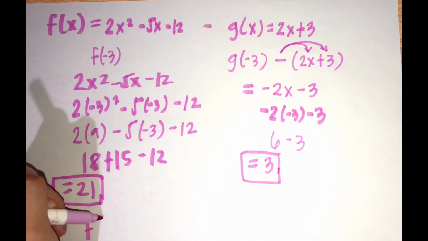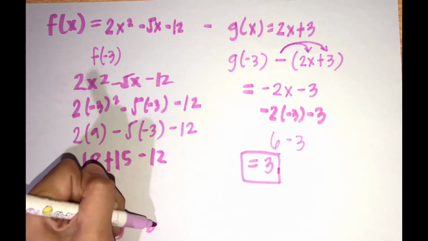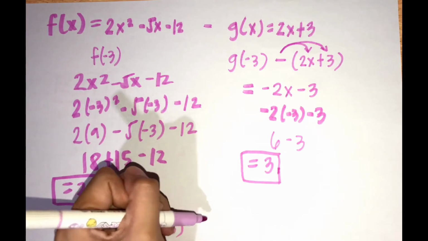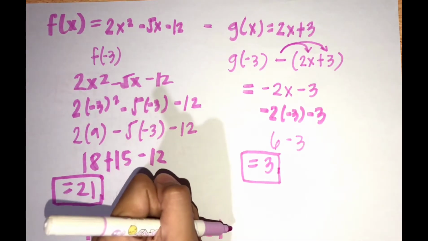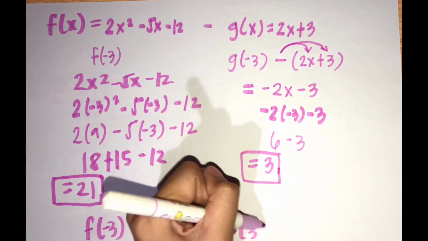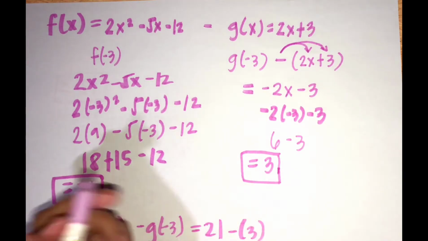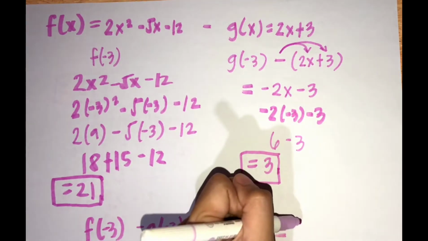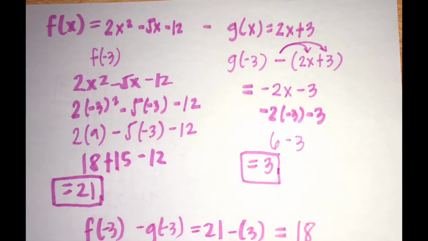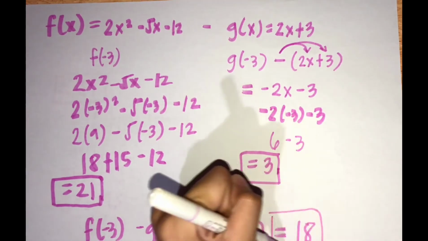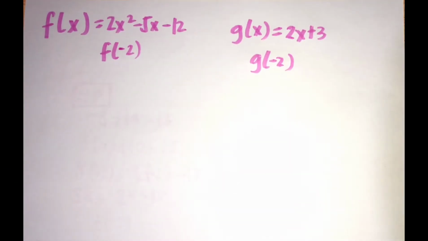F of negative 3 minus g of negative 3 is equal to 21 minus 3, which is equal to 18. So our f of negative 3 minus g of negative 3 is 18. For our letter C, quantity of f times g of negative 2 is equal to f of negative 2 multiplied by g of negative 2.